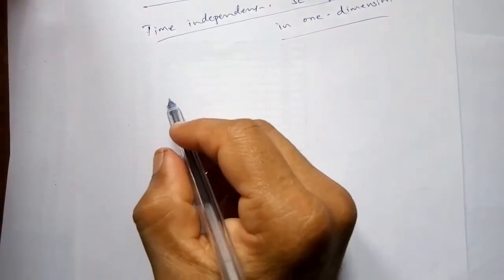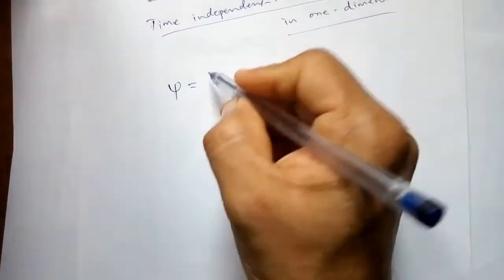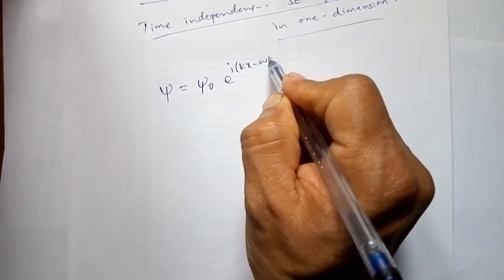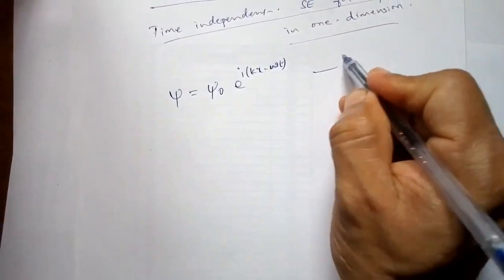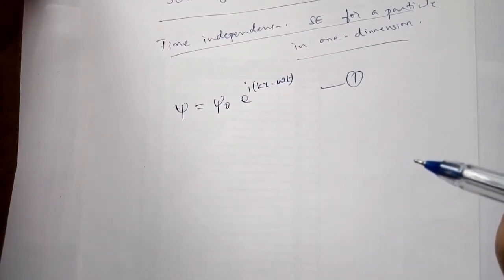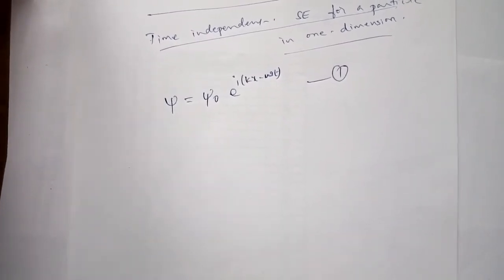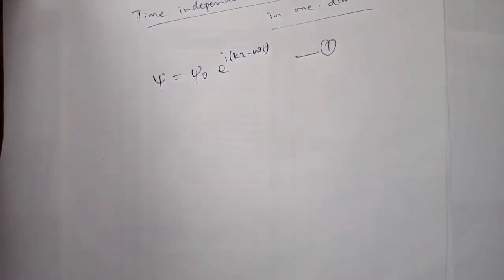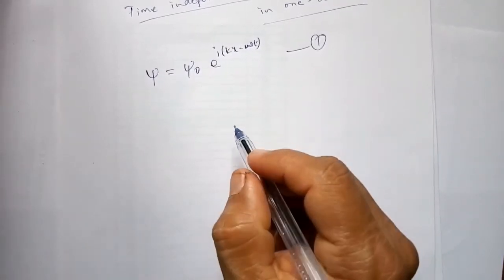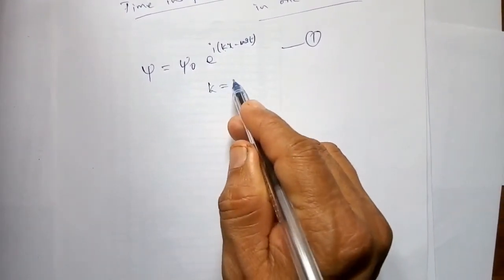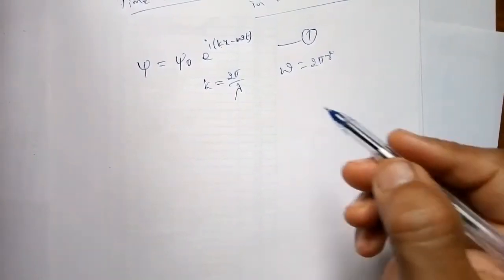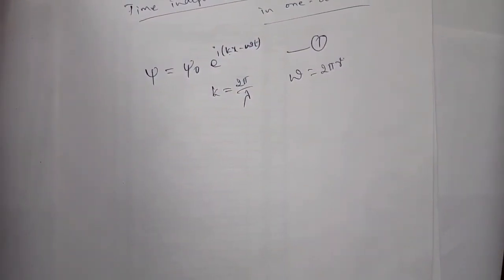The wave equation for a de Broglie wave traveling in positive x direction can be written in complex notation as psi is equal to psi naught e to the power i(kx minus omega t), equation 1, where psi naught is the amplitude and k is equal to 2 pi by lambda and omega is equal to 2 pi nu, in the x position coordinate at time t.